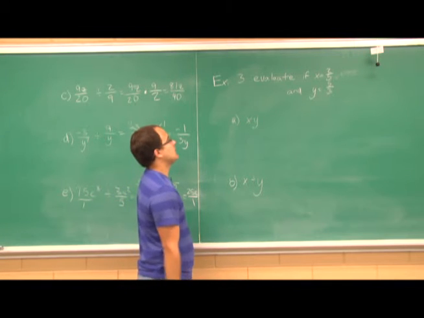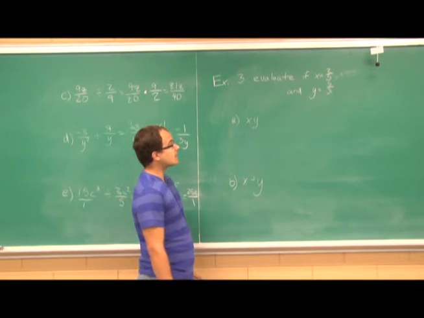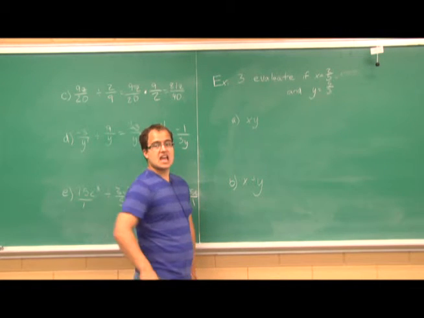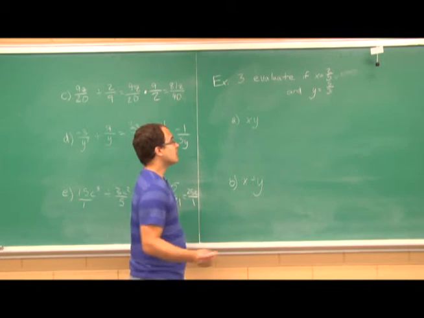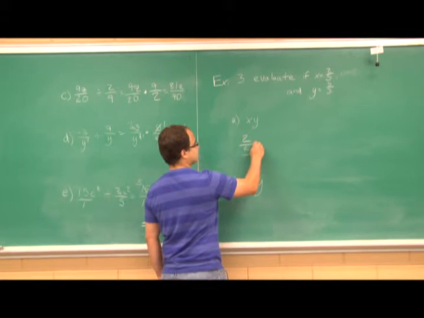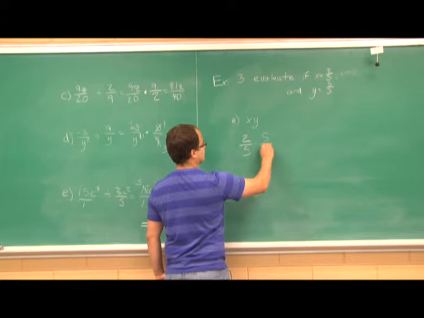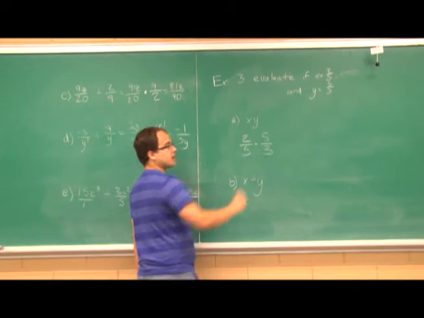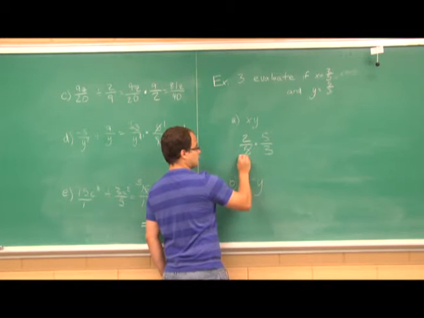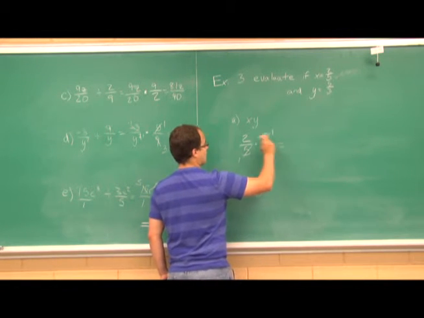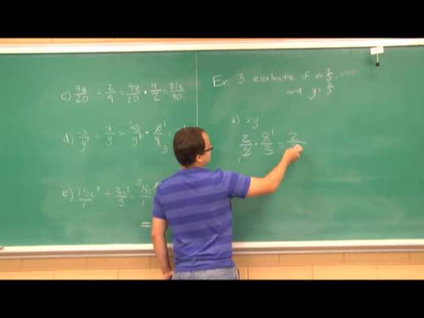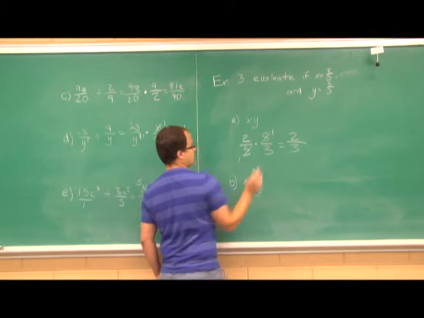Now example 3. Evaluate the following if x equals 2/5 and y equals 5/3. A, x times y. The first thing I'm going to do is replace the x with 2/5 and the y with 5/3. Now I'm going to multiply them. Well, the 5's will reduce each other, and now I'm left with 2 times 1 and 1 times 3. So x times y equals 2/3.